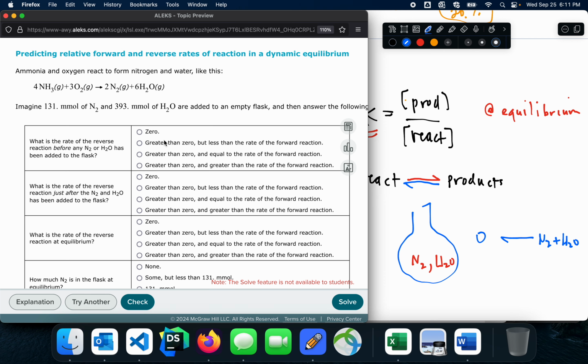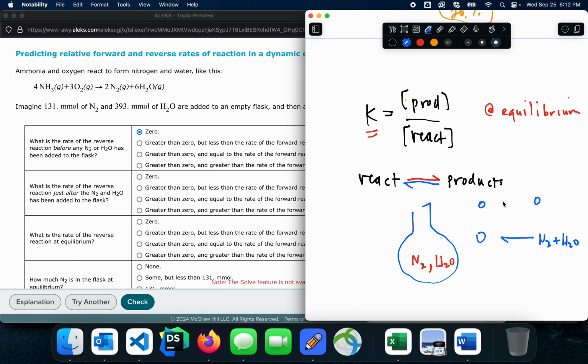Let's go back over here. Now, if we had this many moles, 131 and 393, whatever that means, what is the rate of the reverse reaction before any N2 or H2O is added to the flask? Well, it's going to have to be 0, because if it's empty before we add anything, then we can't have any forward reaction because we don't have anything going, and we can't have any backwards reaction because we don't have anything going. That's why it's 0.